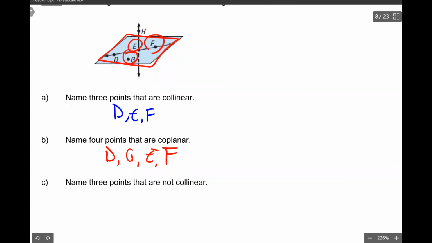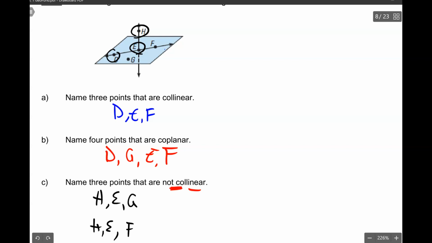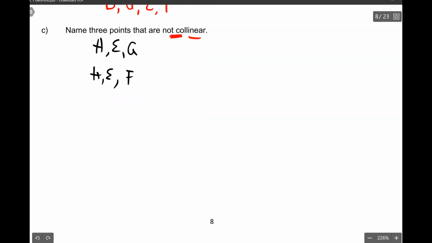3 points that are not collinear. So there's a lot of different ones that this could be. We just don't want them all to be on the same line. So I have this point H, E, and maybe let's do G. So H, E, and G. Or I could have H, E, and F. There's so many, as long as they're not all on the same line.